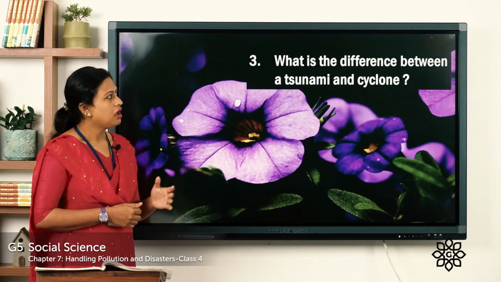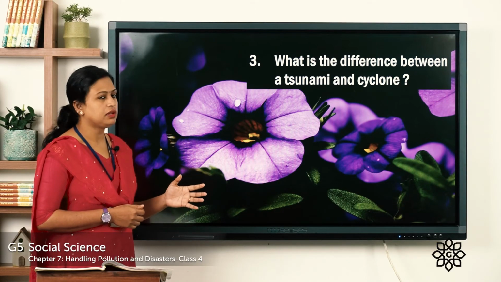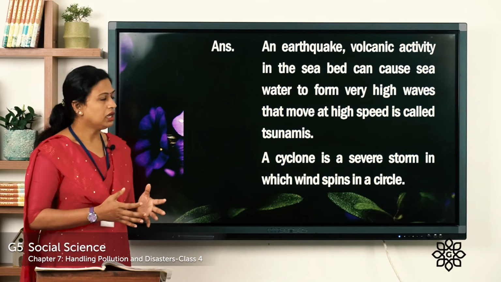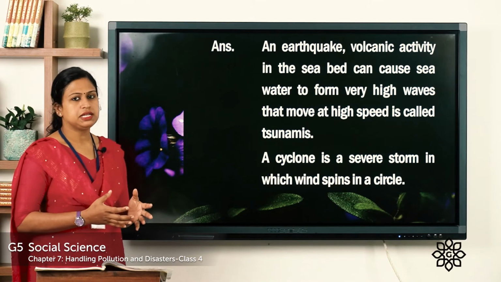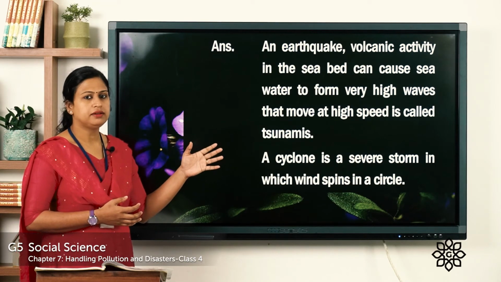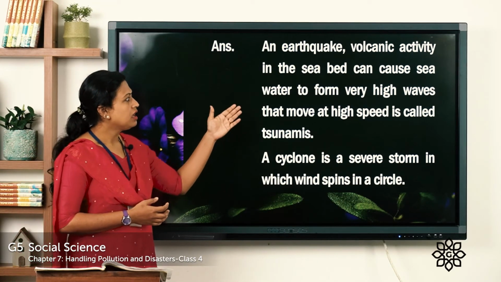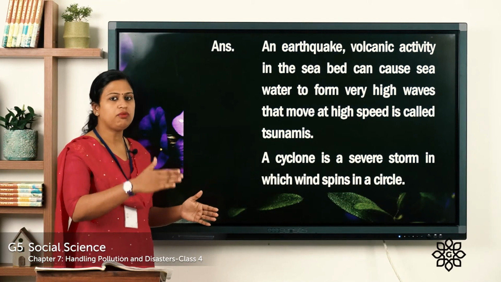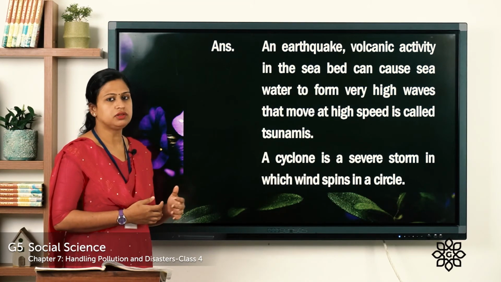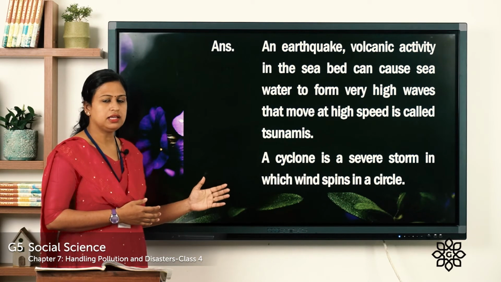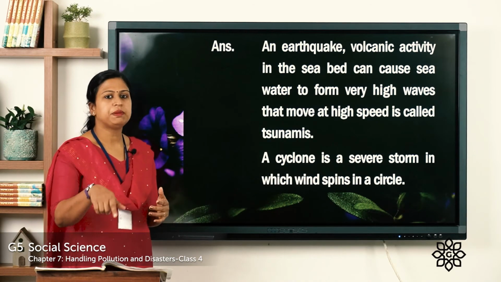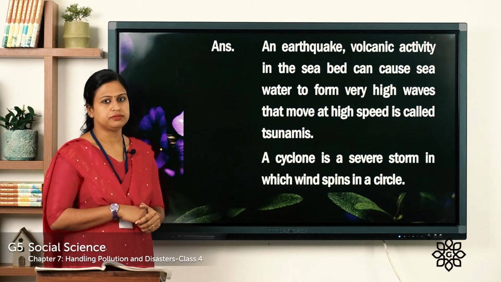Third one, what is the difference between a tsunami and cyclone? The answer is, the earthquake, volcano activities and explosions that are caused in the seabed, which cause seawater to form high waves that move at high speed, is called tsunami. And cyclone is a severe storm in which winds spin in circular motion.